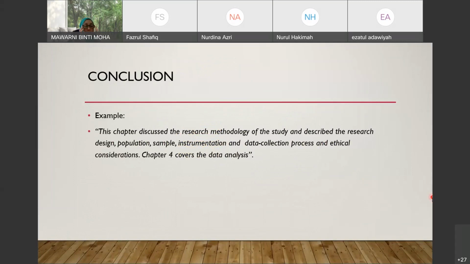Okay, so conclusion, don't forget penutup. You summarize the whole thing. For example, this chapter discusses the research methodology of the study and describes the research design, population, sample, instrumentation, and data collection process, and ethical considerations. And chapter 4 will cover the data analysis. But do not conclude by saying this, but then in your actual subheadings tak ada. Contohnya tak buat pun instrumentation. Tak boleh ya. Whatever you mention, you must honor your statement that you have done it. That shows that you are a good researcher. You honor your word. All right.